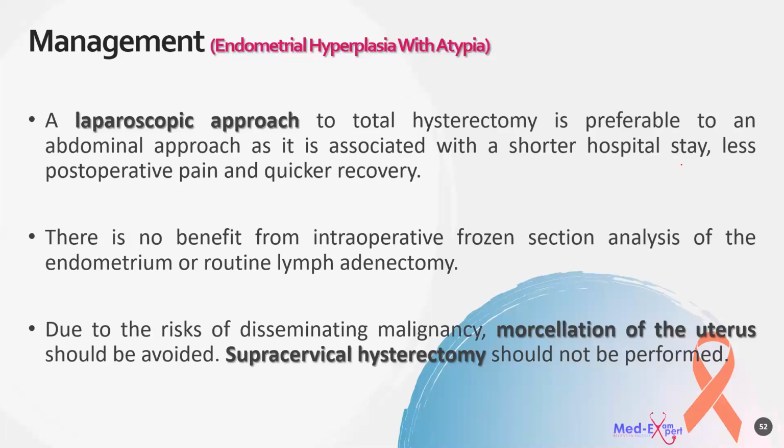So again, the first line of treatment is hysterectomy. For postmenopausal women, we are going to advise bilateral salpingo-oophorectomy; for premenopausal, at least bilateral salpingectomy, and avoid supracervical hysterectomy and morcellation of the uterus. No need for intraoperative frozen section biopsy or routine lymphadenectomy, and of course use the laparoscopic approach. That's the standard. Of course, if the patient accepts that, by this you eliminate the problem totally.